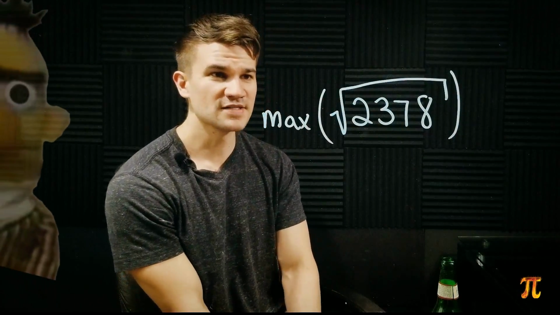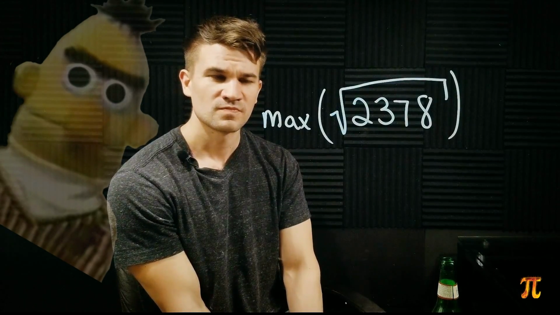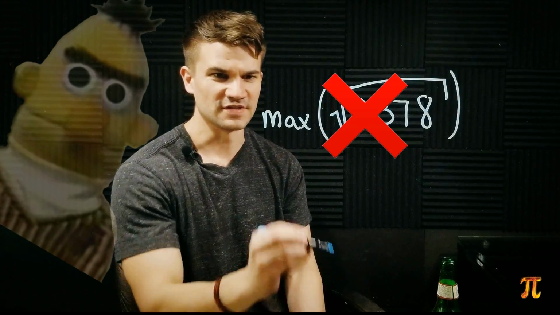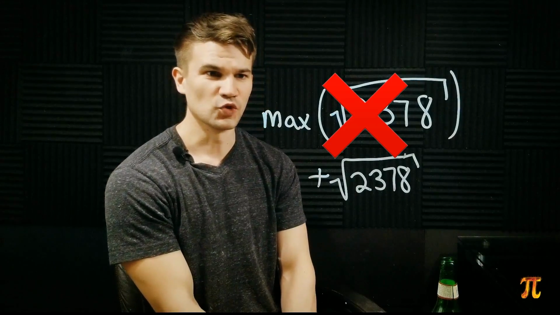Well, I mean, this is already two numbers, right? This is the negative square root and the positive square root both at once. So what do we do? Do we do this? Is that how we denote the positive second root of 2,378? That's a little strange, isn't it? Or do we do this? That's a little more reasonable, but still weird.